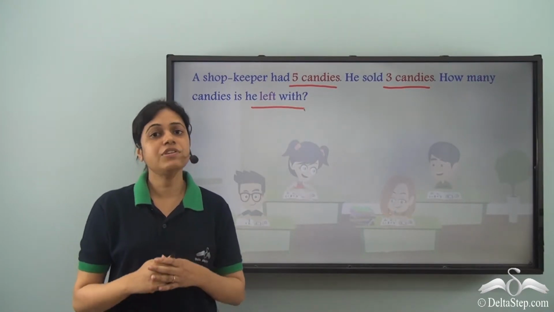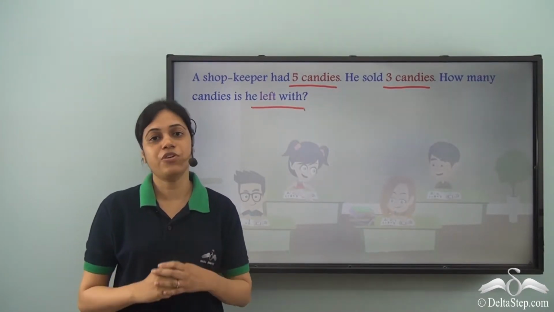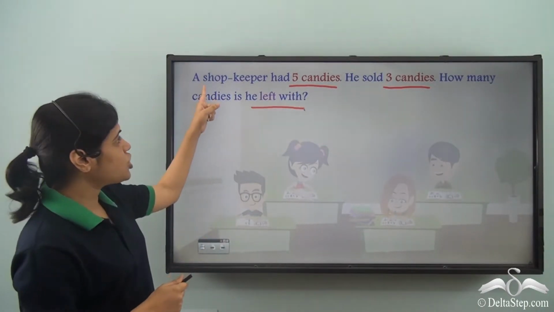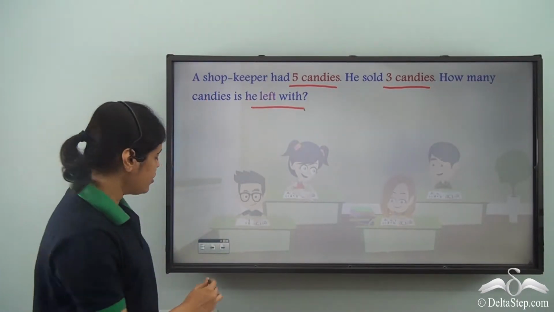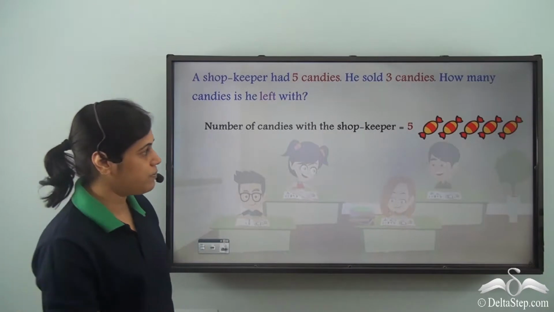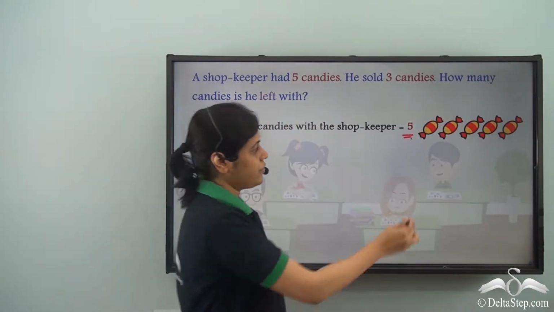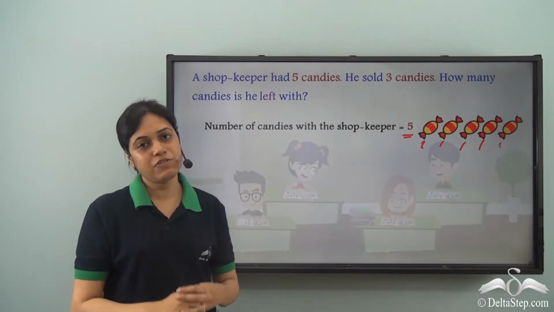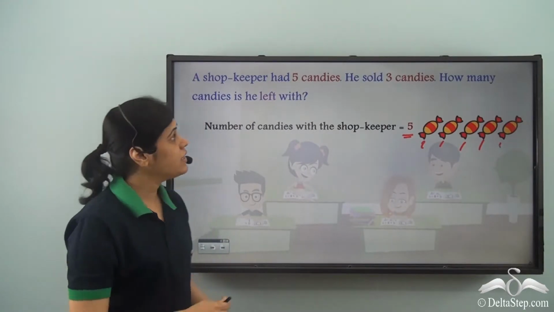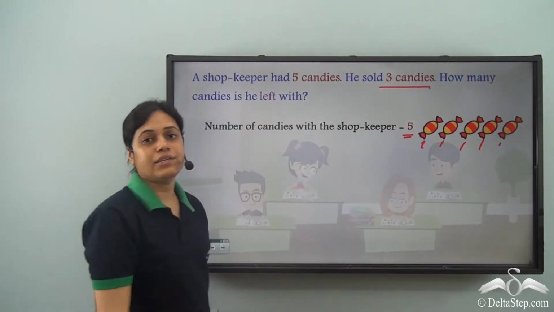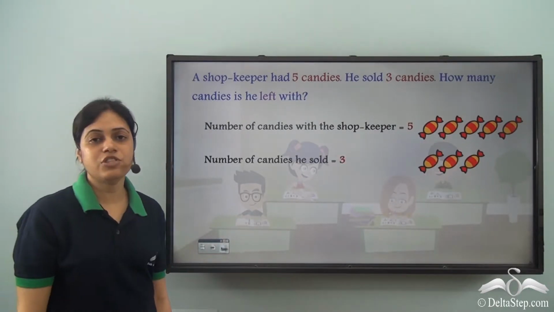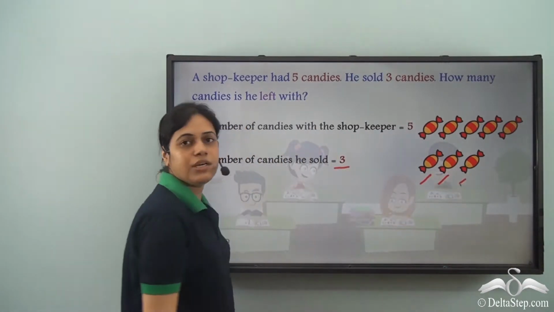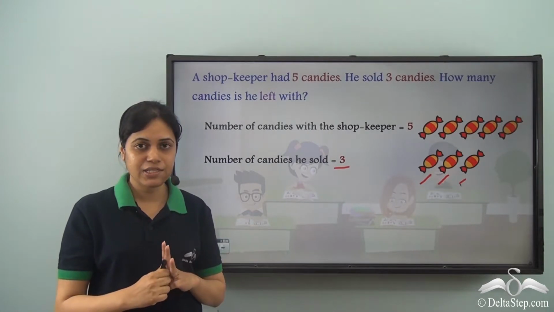Now we know whenever we solve word problems, we first write what is given. So what is given? It is given that this shopkeeper had 5 candies. So the number of candies with the shopkeeper is equal to 5. 1, 2, 3, 4, 5. So there are 5 candies which the shopkeeper had and he sold 3 candies. So the number of candies which he sold is equal to 3. See, 1, 2, 3. So he sold 3 candies.